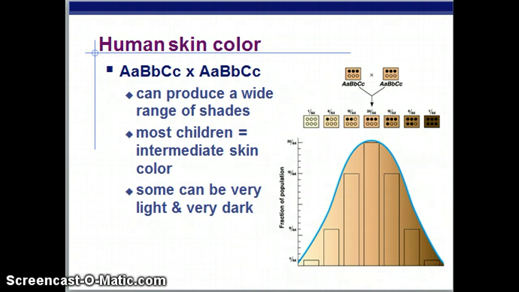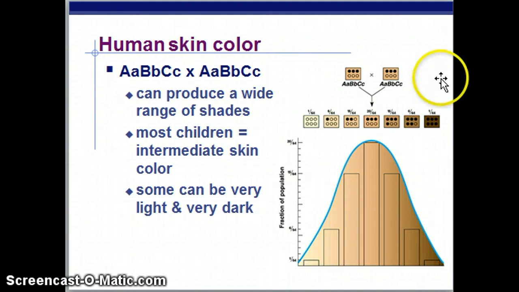So we had a couple of questions today about skin color. And skin color is a polygenic trait which is controlled by 3 different genes. And here we're just using the examples with A, B, and C. Depending on how these A, B, and C genes are inherited, this can produce a wide range of shades of color. So most children end up with an intermediate skin color. However, some can be very light and some can be very dark.